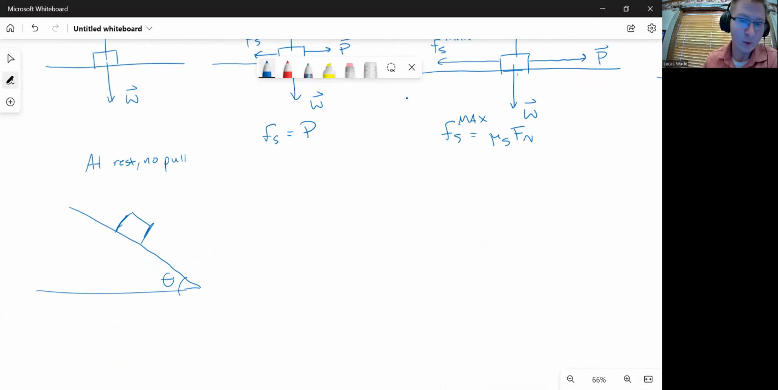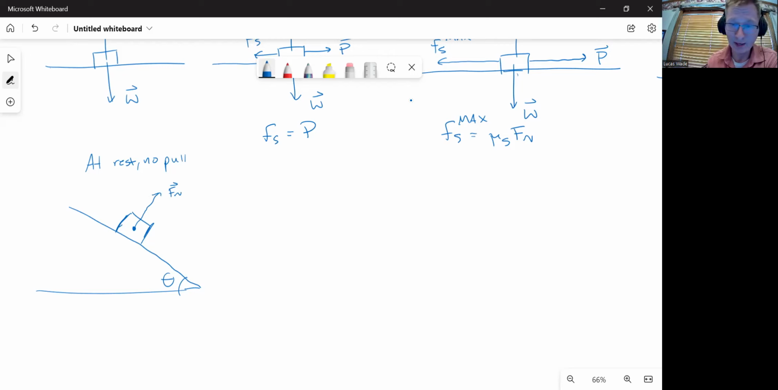So which way does the normal force point? Perpendicular to the ramp. Normal means perpendicular. That's why we call it a normal force. It's always perpendicular to the surface that's applying it. So what's applying that force to this block is the ramp. So our normal force is perpendicular to the ramp.